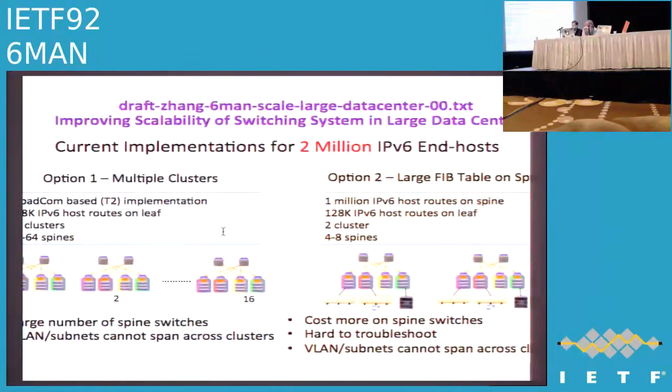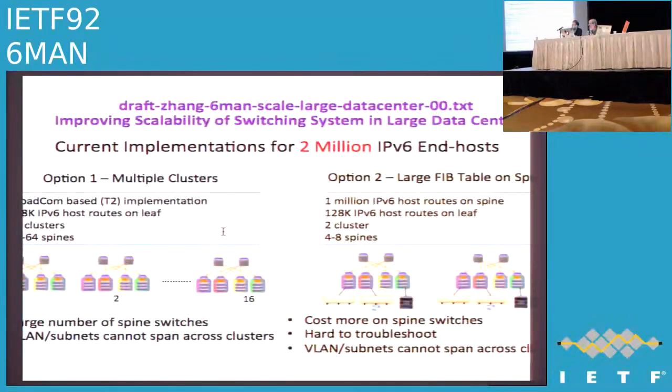Another way to do it, some people increase the chip size on the spine switches. So they say, I put a 1 million IPv6 host route on the spine and keep the leaf switches smaller as before. In this case, you don't need many clusters. However, the total cost is still higher because on the spine switch, you still need a big ASIC to run it. And also, it's hard to manage and troubleshoot. The reason is, on the spine, you have a FIB table. When it becomes full, you send the packets to the spine, then let the spine route it. So there are two stages of routing, and when you have a problem, it's hard to find where the problem is.